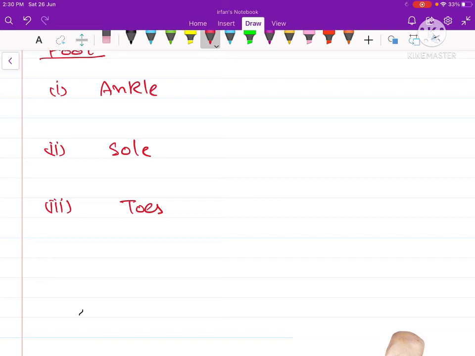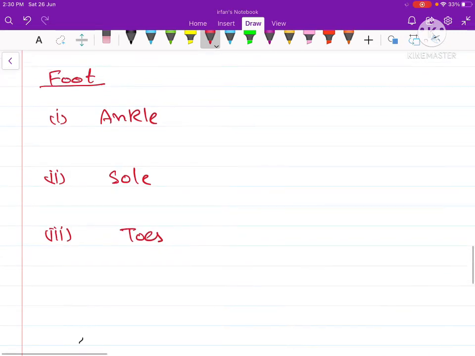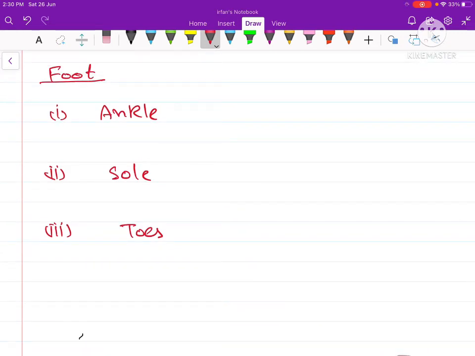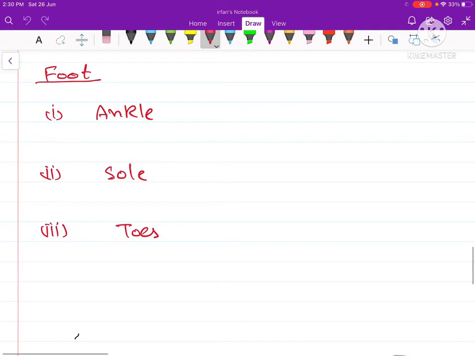So this is the ankle here. Ankle, sole and toes are the three parts of our foot, and together, our foot is formed of the maximum number of bones. For example, our foot is formed of some 26 bones. 26 bones are present in our foot alone. So first we will talk about the ankle.